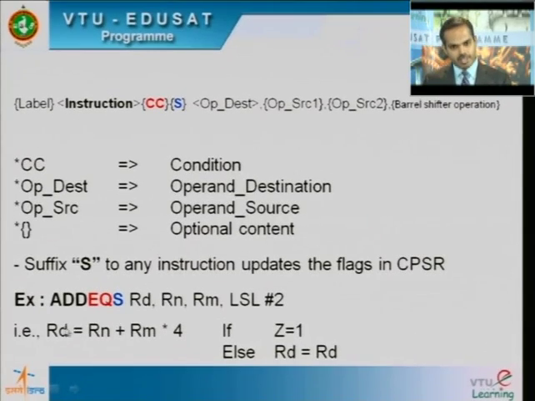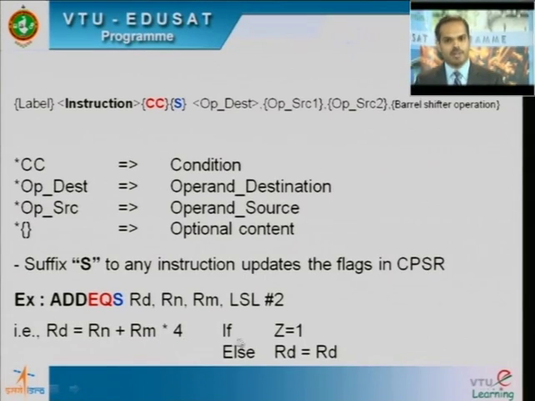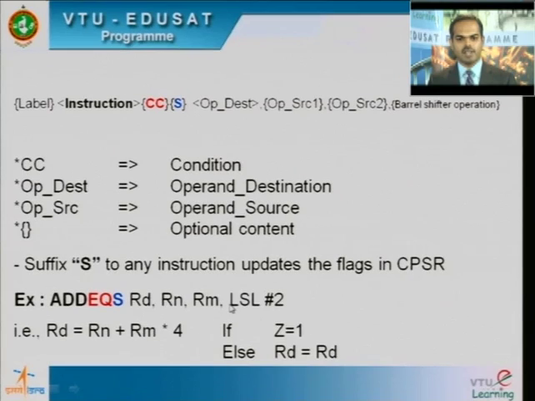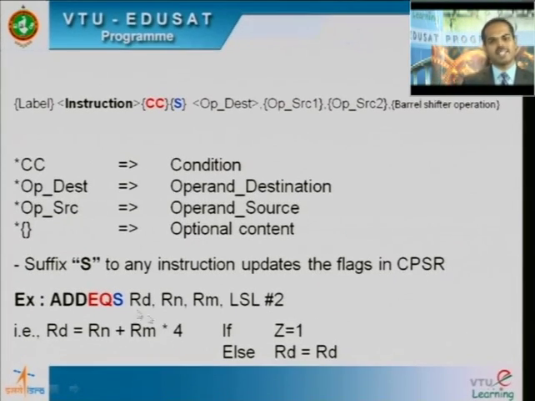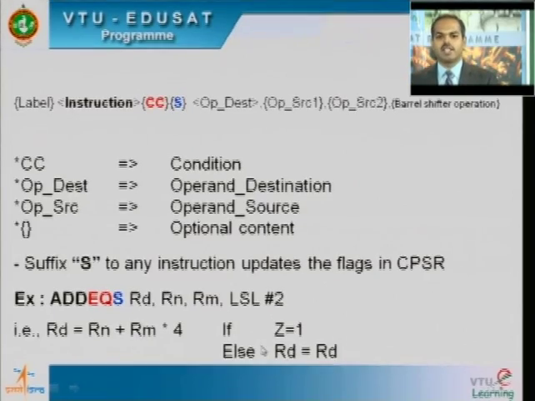If this will happen, Rd equals Rn plus Rm into 4, this will happen only and only if Z equals 1. Z equals 1 should be set by a previous instruction before execution of this instruction. ADDEQ: before execution of this instruction, there should be an instruction before this which will set Z equal to 1. If that has set Z equal to 1, this instruction will execute. Otherwise, the Rd will hold its previous value. It will not get processed.